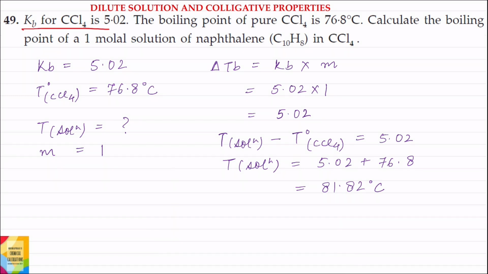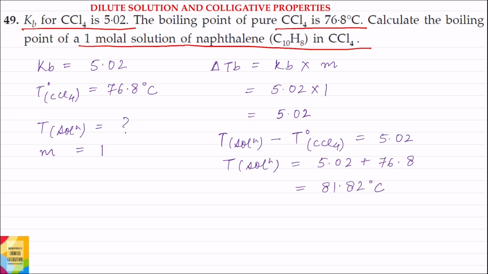Value of Kb for CCl4 is given as 5.02. CCl4 boiling point is given as 76.8 degree centigrade. Calculate the boiling point of 1 molar solution of naphthalene in CCl4. Means here solute is naphthalene and solvent is CCl4. Solution molality is 1.